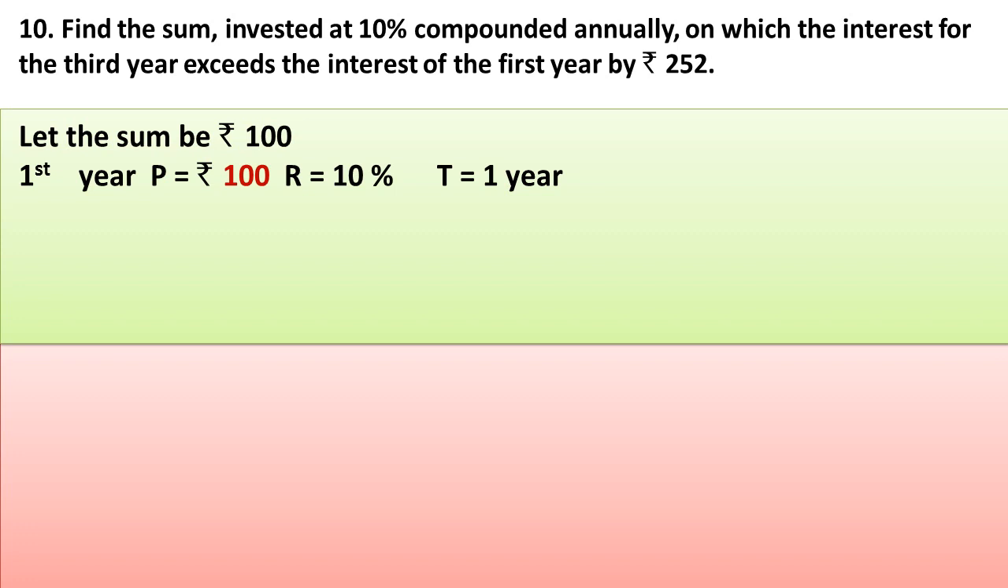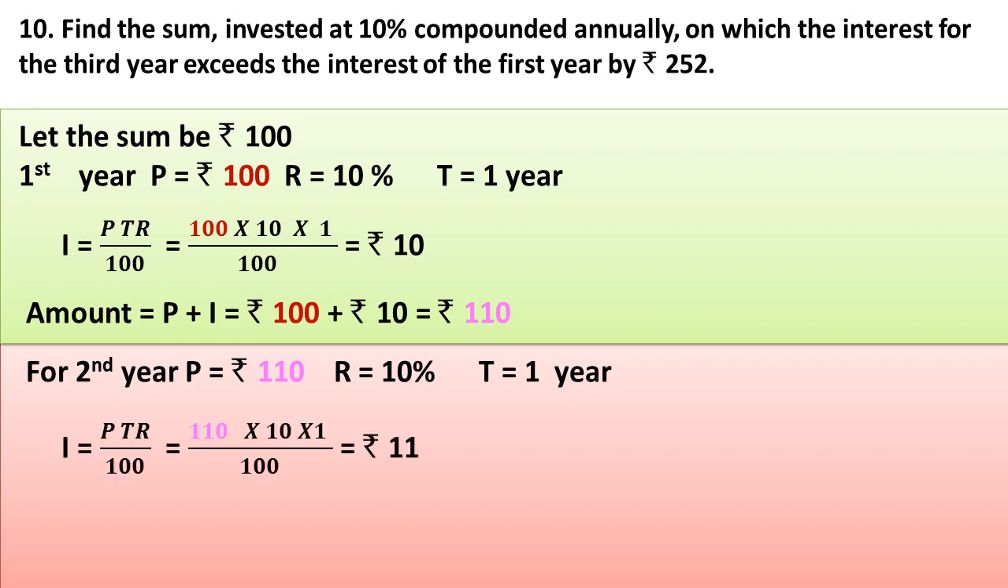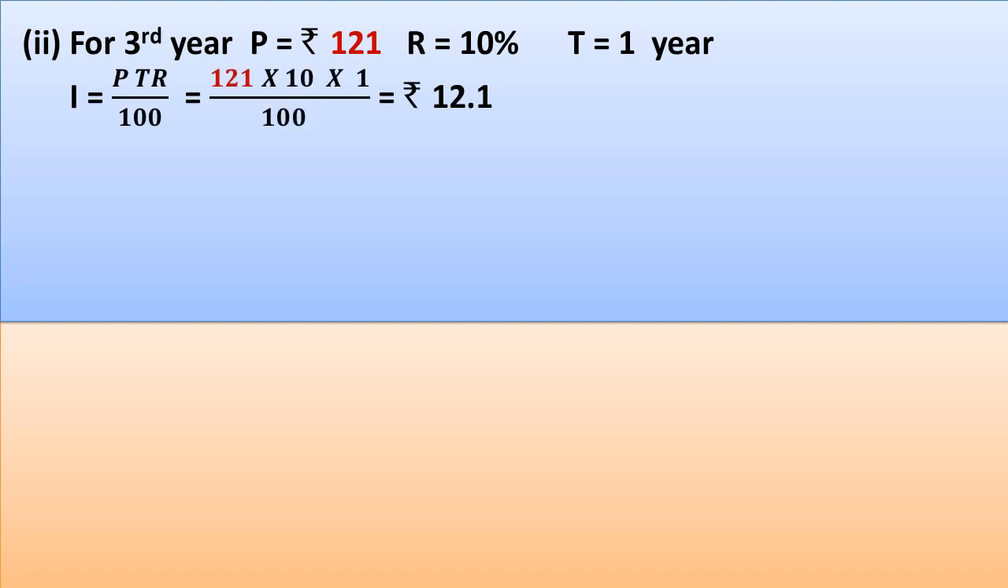and the rate of interest as 10%, and the interest at the end of the first year will be equal to rupees 10 and the amount will be equal to rupees 110. And in the second year, the principal will be equal to rupees 110, rate of interest is 10%, so the interest at the end of the second year is rupees 11 and the amount will lead to rupees 121. Continue with the third year. For the third year, principal amount is rupees 121, rate of interest is 10%, and the interest at the end of the third year is rupees 12.1.